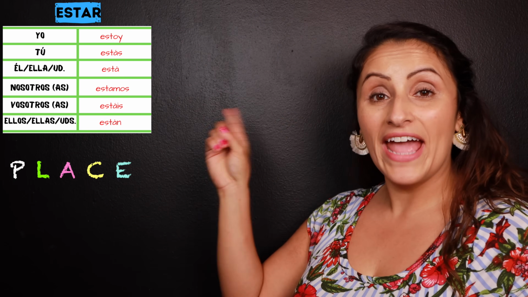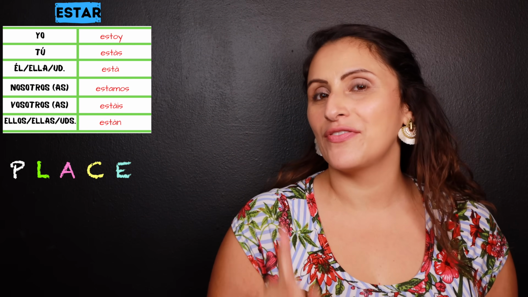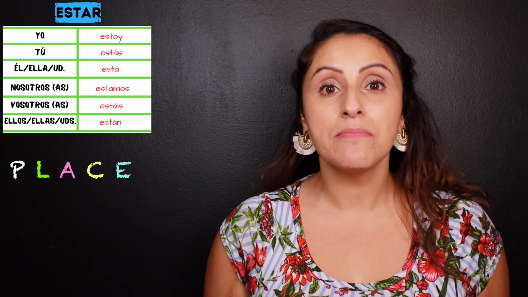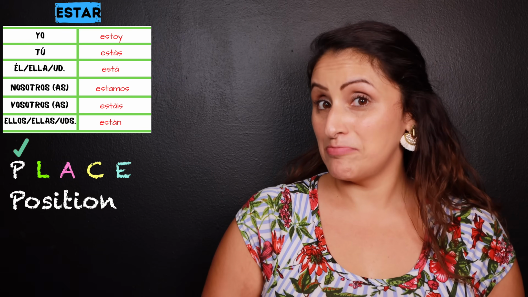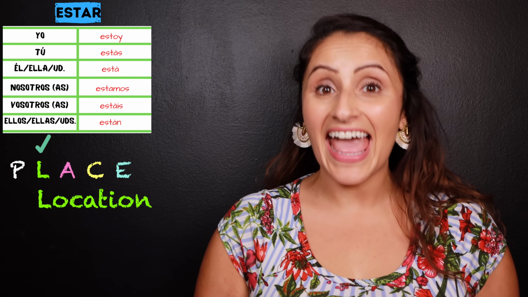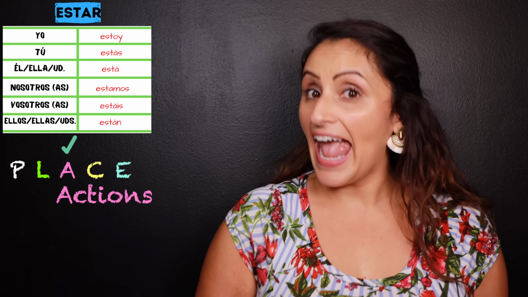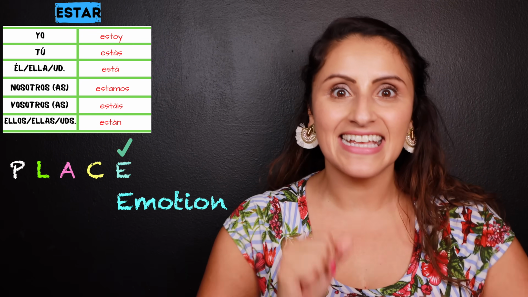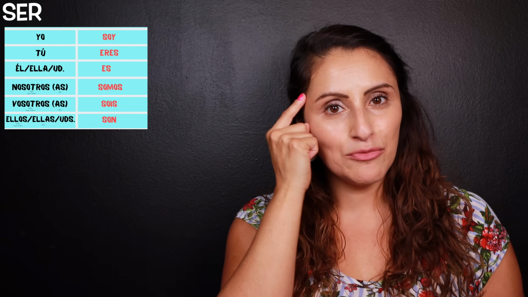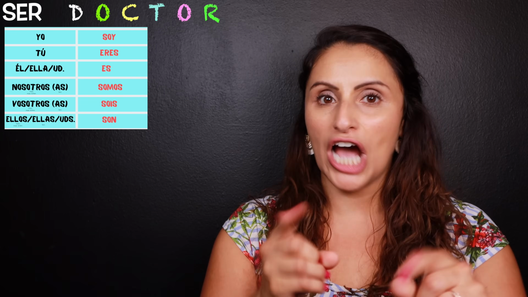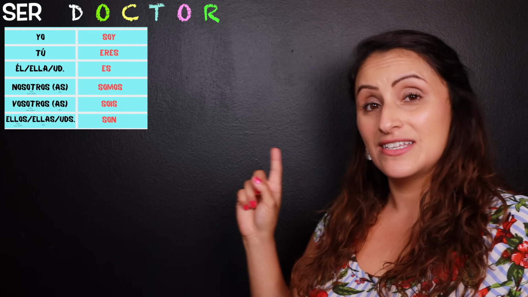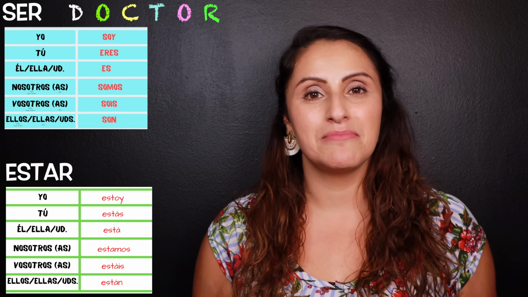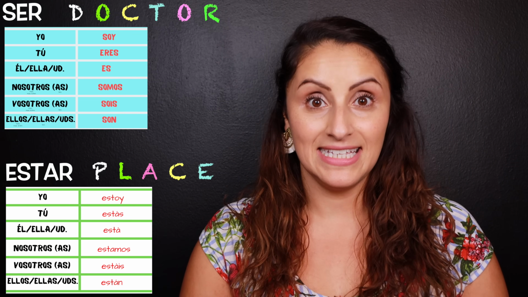So remember, when we use estar, we can remember the word place to help us remember when to use it. So that P stands for position, that L stands for location, that A is action, that C is condition, and that E is emotion. So let's review very quickly. The uses for ser are easily remembered by remembering the word doctor. Doctor. The uses for estar are easily remembered by remembering the word place.